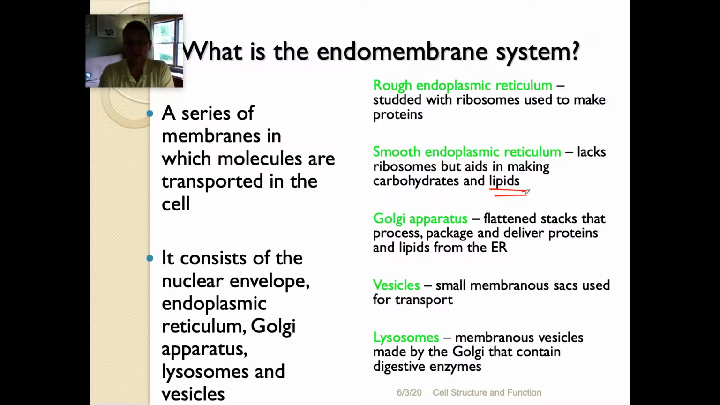The Golgi apparatus are flattened stacks that process, package, and deliver proteins and lipids from the endoplasmic reticulum. So things are shipped from the endoplasmic reticulum to the Golgi apparatus and then off into Never Never Land. The Golgi apparatus is kind of like the UPS store. Stuff comes in, the UPS guys package it up, slap a shipping label on it, and send it on its way. The vesicles are the transport sacs. They're kind of like the trucks that the UPS drivers use. And lysosomes are specialized vesicles that contain digestive enzymes.